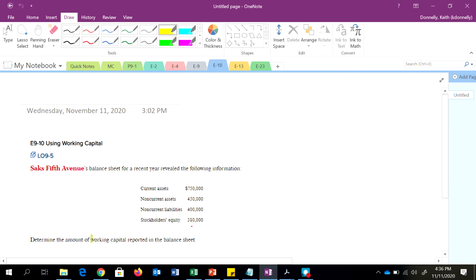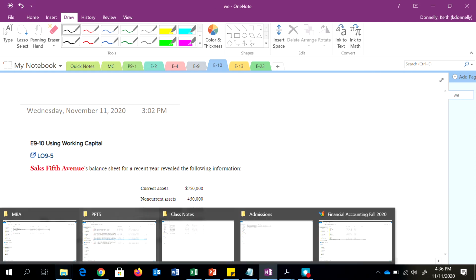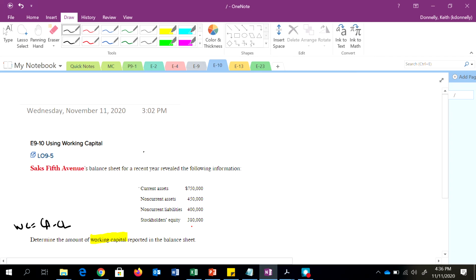So they want to know, what is our working capital? We know our working capital equals our current assets minus our current liabilities. They give us these facts and they want us to solve for our working capital. Well, we have current assets, that's great. But how are we supposed to find current liabilities in here? All we have are non-current liabilities. It's kind of weird, right? How do we get that?